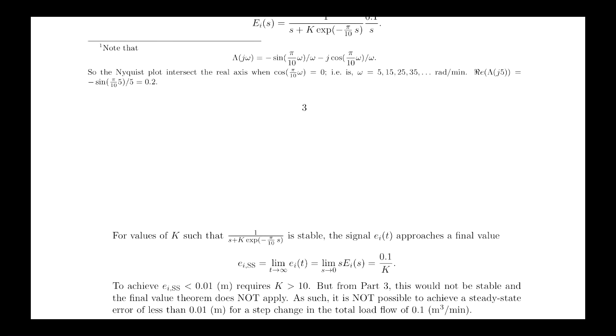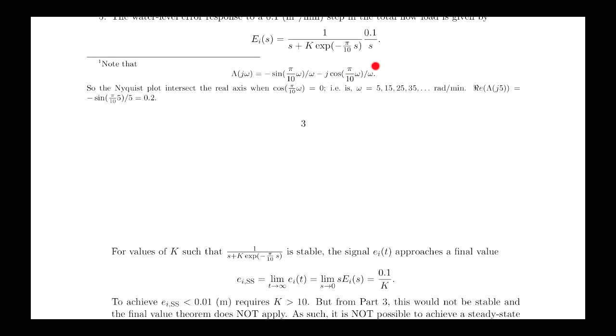And so if you do that in here, right, so you've got s times this, right, so this s here kills that s there, and then we take s to be 0, all right, and so this just becomes 1 on k, right, and then we're just left with 1 on k times this 0.1. So this shows you that increasing k is going to reduce the steady state error for a step change in the load. So that's our motivation for increasing k.